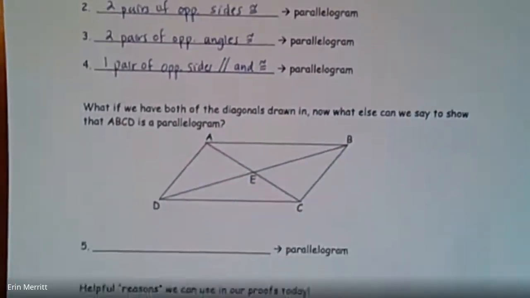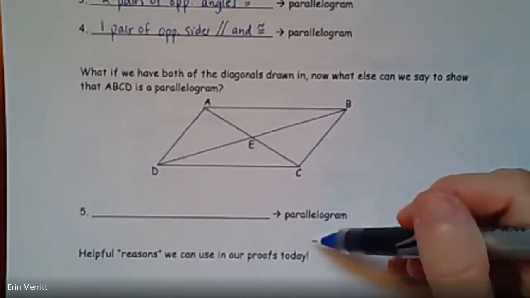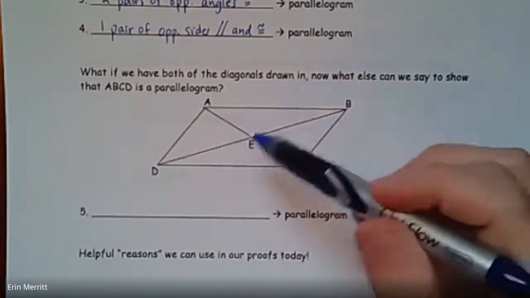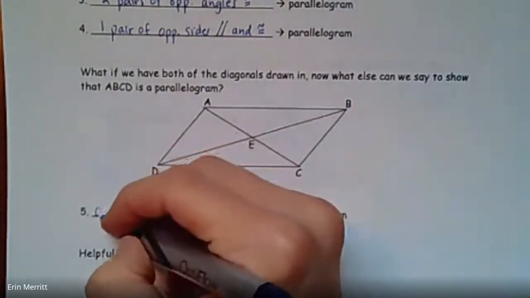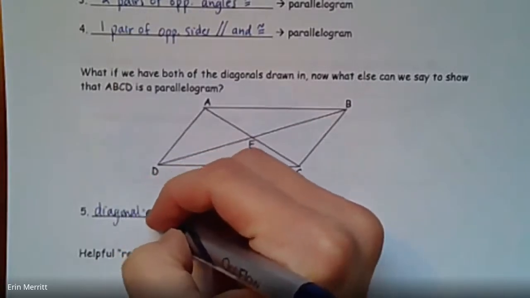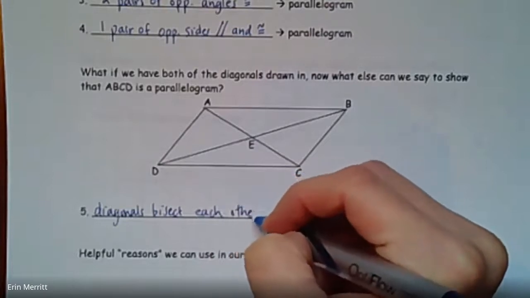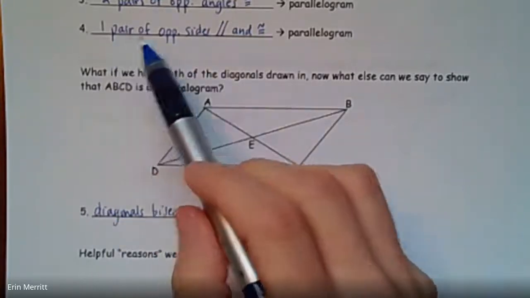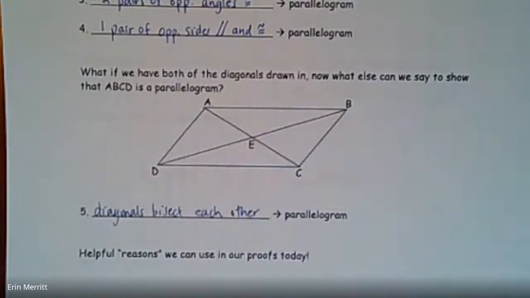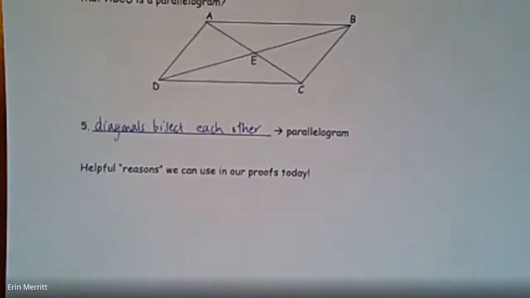If you have the diagonals, there is one more way. A property of parallelograms is that the diagonals bisect each other. So if you can prove that the diagonals bisect each other, you can prove it's a parallelogram. So we're going to say that the diagonals bisect each other. Now, of course, this is shorthand. Every single one of these should be a quadrilateral whose diagonals bisect each other, and a quadrilateral with one pair of opposite sides parallel and congruent. Hopefully that's obvious.